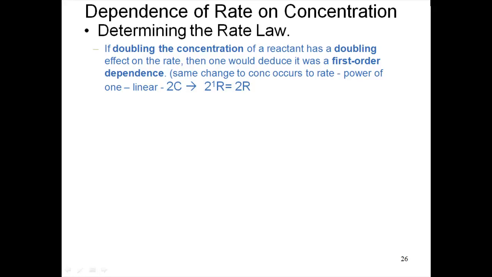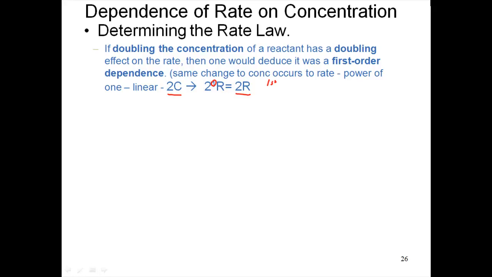If doubling the concentration of a reactant has a doubling effect on the rate, then one would deduce that it is a first order dependence. The same change in concentration occurs to the rate. Basically, a power of 1 is occurring. There's a linear relationship. So I double the concentration of something, 2 to some power times r gives me double the rate, 2r. What power of 2 gives me that? The first power. Anything to the first power equals itself. So this is a first order reactant, and we symbolize it with a 1.